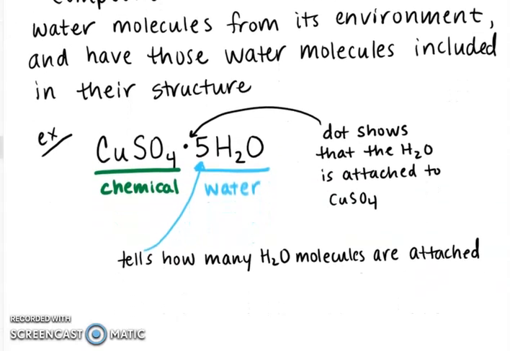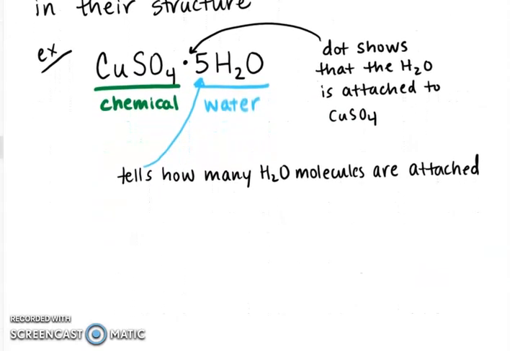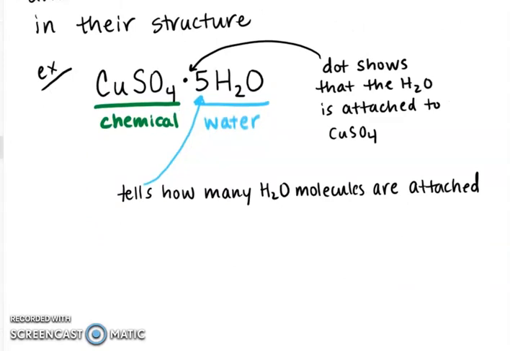So what we're going to talk about is how we write names and formulas for hydrates. So we're always going to have the dot. We're always going to have the chemical formula first. Again, I've got that in green here. And then we're going to have the waters afterwards. And we're going to tell how many waters there are with a number out front. The number of waters is going to be different for every chemical that's a hydrate.